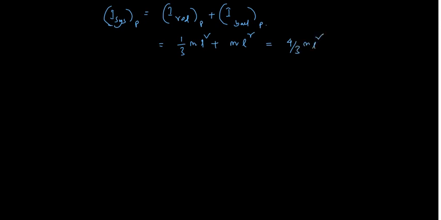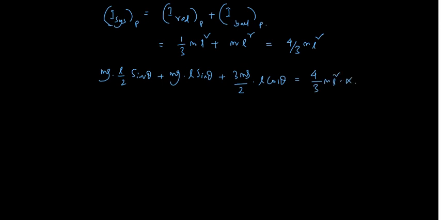So I can go back to the torque equation. I will write mg into L by 2 sine theta plus mg into L sine theta plus 3mg by 2 into L cos theta is equal to 4 by 3 ml square into alpha. Now simple point is, when the rod is horizontal, this angle theta will become 90 degrees. So if you just substitute the value of 90 degrees, you will get the answer. I hope this is clear to all of you. Not much of a headache, right?